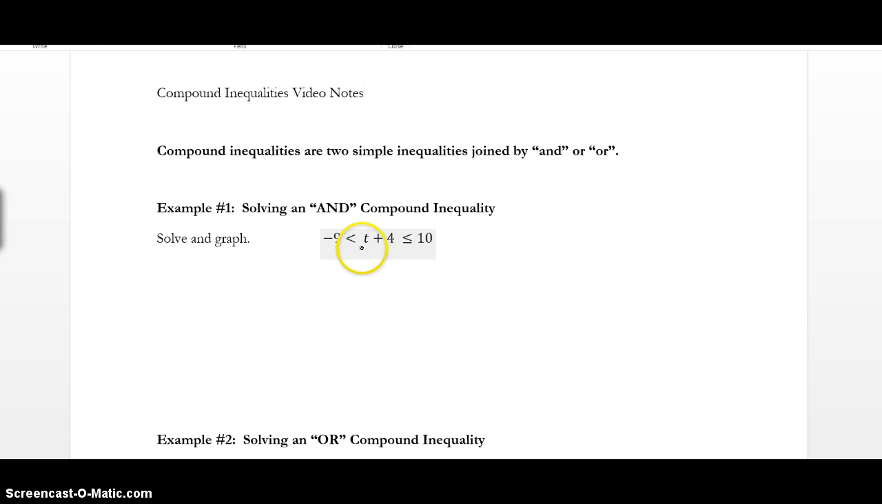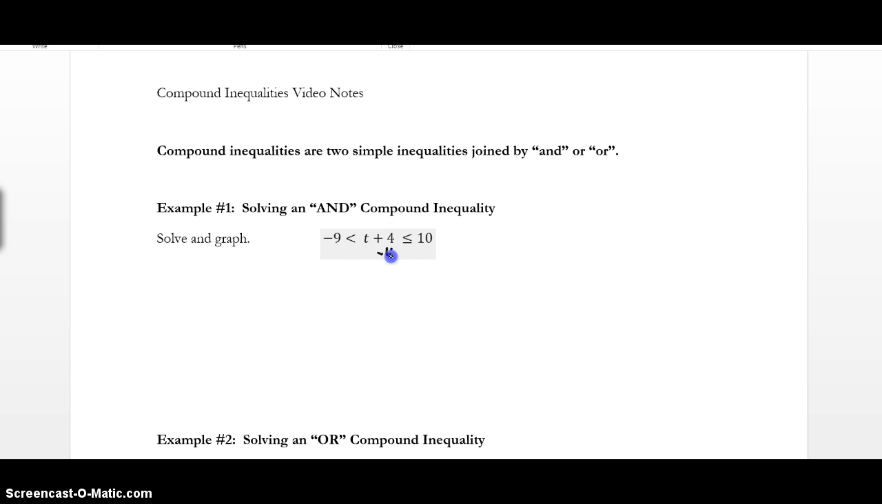Now notice how I have a variable in the middle and I have two inequality signs. It is important that one's less than and one's less than or equal to. We solve these inequalities like equations with one exception, which we will talk about in another example later. So I'm going to try to isolate t by itself in the middle.